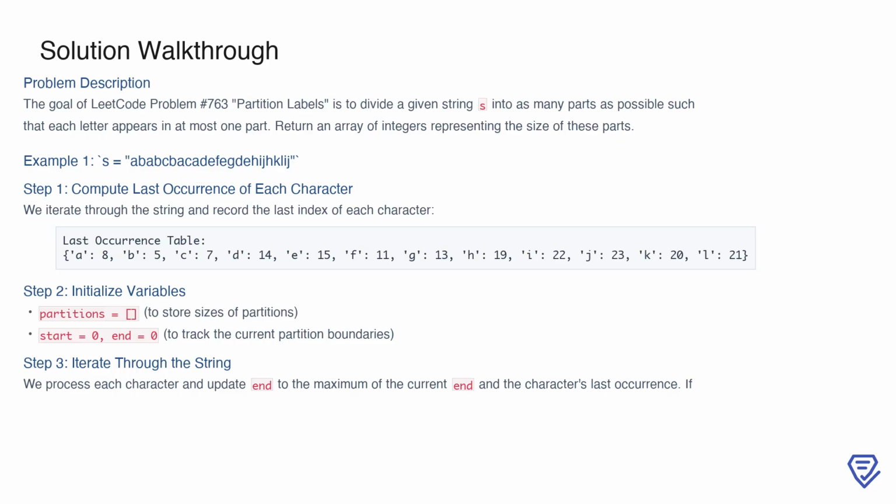Next, we initialize variables to track the starting and ending indices of the current partition. We also create an empty list, partitions, to store the sizes of the partitions we discover. Now, as we process each character in the string, we continuously update the partition's end to ensure it encompasses all occurrences of the characters seen so far.